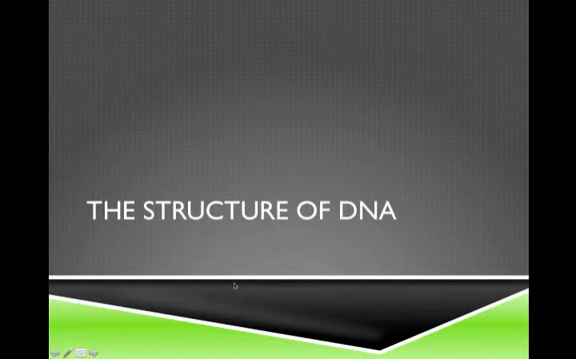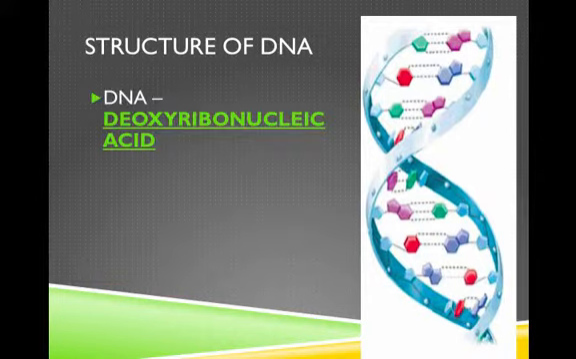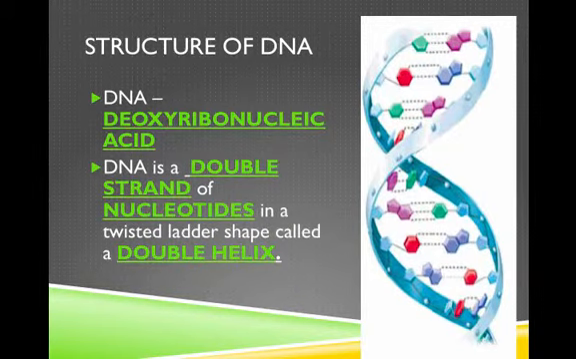The next topic we're going to talk about is the structure of DNA. DNA, also known as deoxyribonucleic acid, is a double strand of nucleotides in a twisted ladder shape called a double helix. So you will notice that it has two sides, and that if we were to untwist it, we would be able to see kind of like ladder rungs, okay? It's really important that you know that it's two strands, and it's also really important that you know what DNA stands for, deoxyribonucleic acid.